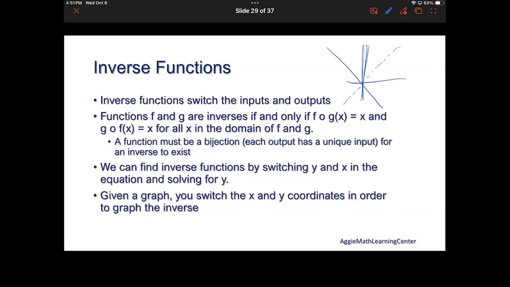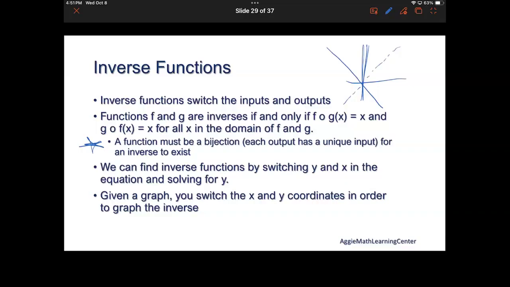Okay. This thing right here is kind of fun to know, but when written, a function must be a bijection. It's sometimes hard for me to remember what it means, so that's why the parentheses are helpful. For a function to have an inverse, f and g are inverses if and only if f of g of x is equal to x, and g of f of x is equal to x for all x in the domain of f and g.